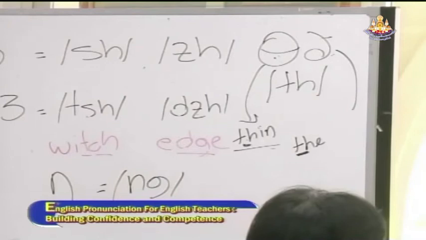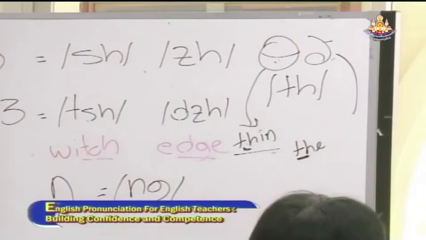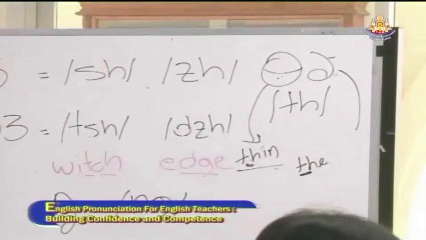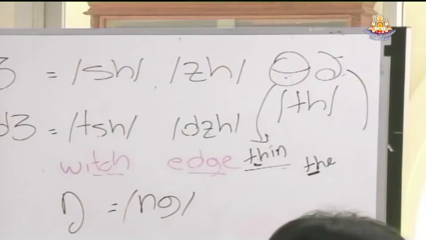So what you need to remember in English, almost always, there's two. There's a voiced and a voiceless. There's voiceless, and then there's the vibration. English sounds usually come in two, voiced and voiceless. And that's different from Thai, I know.